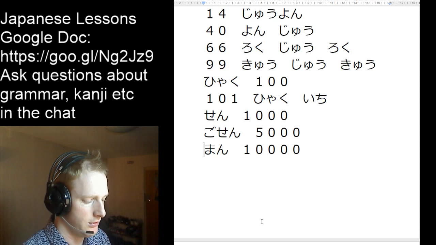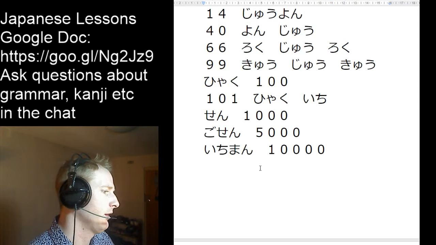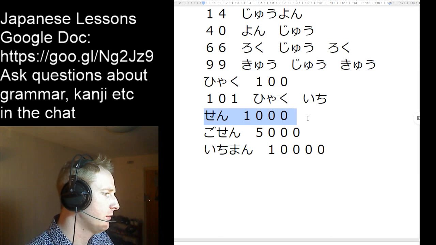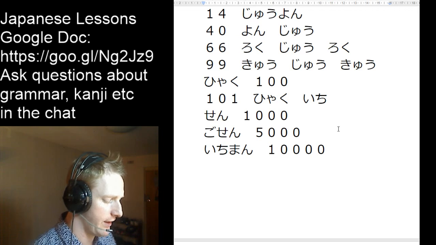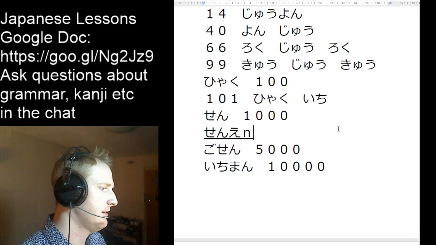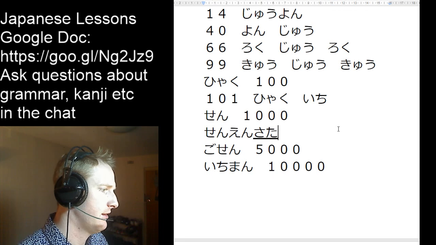for being able to use money properly. So notice here though, when we say a 1,000 yen note, we say sen, en, satsu.